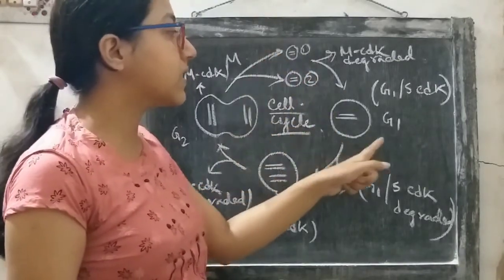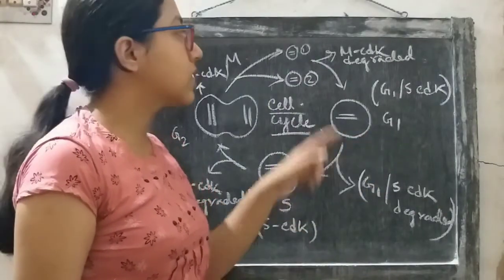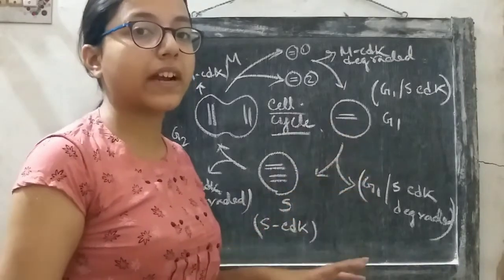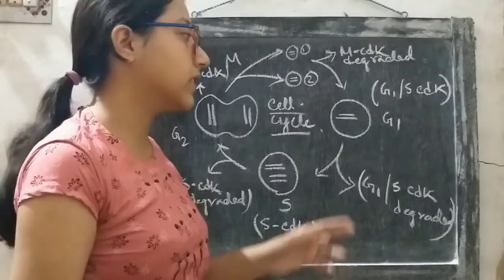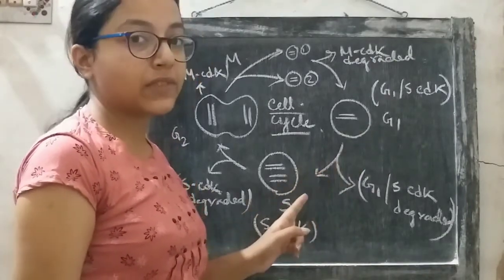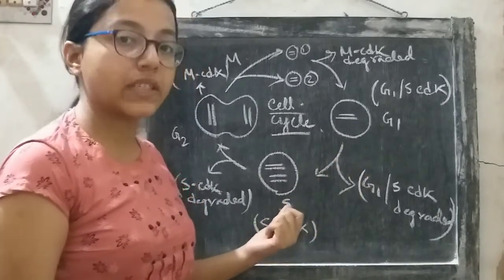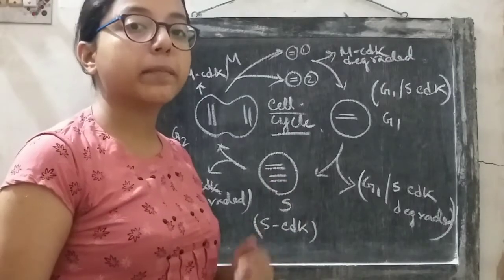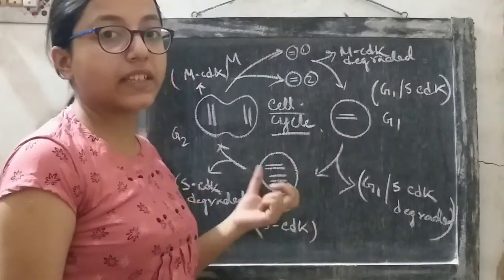Then when it enters into the G1 phase, in G1 phase growth of the cell occurs. So the cell increases in size, and also some other factors are monitored, as I have already mentioned what factors are monitored. Then comes the S phase. After the completion of G1 phase, the cell will enter the S phase. So in S phase, what happens? DNA replication will occur. The genetic material of the cell will be duplicated in S phase.